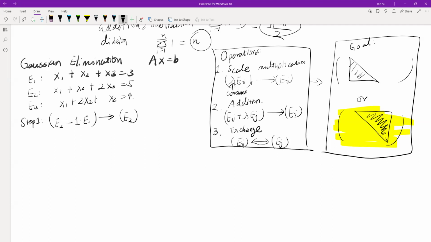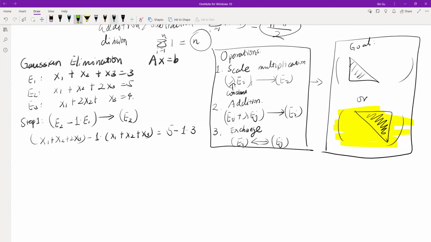Which means that for equation 2, on the left-hand side, I got x1 plus x2 plus 2x3. And for the left-hand side of equation 1, I got just 1 times x1 plus x2 plus x3. And what about the right-hand side? Right-hand side, once again, is the equation 2 right-hand side, and then minus the 1 times the right-hand side of equation 1.